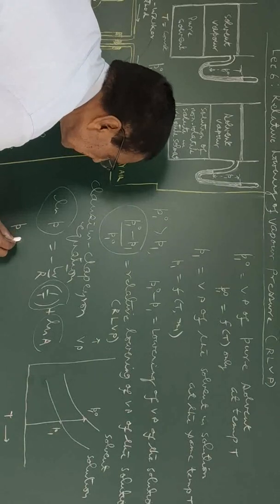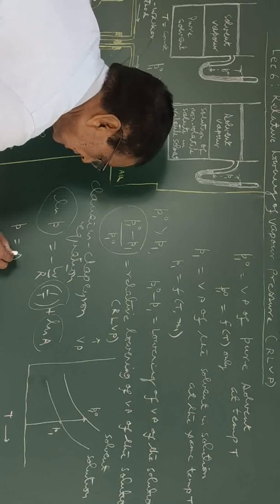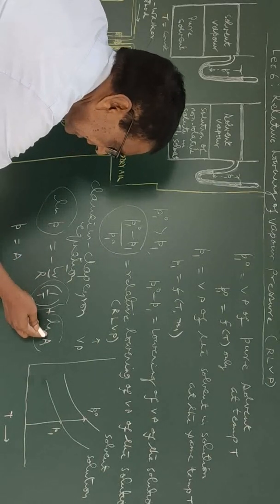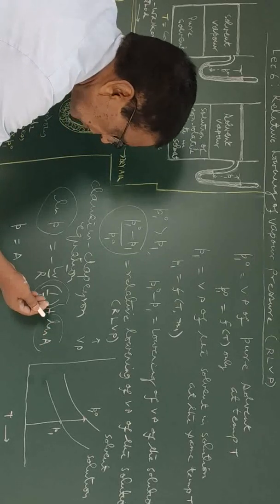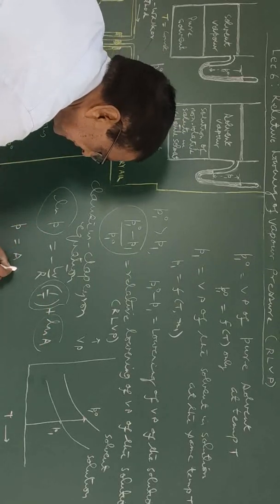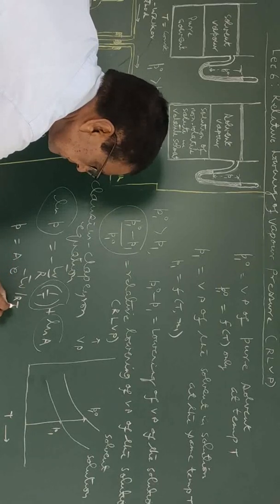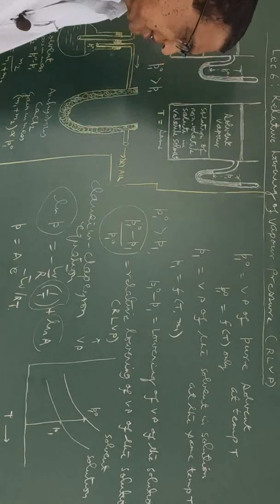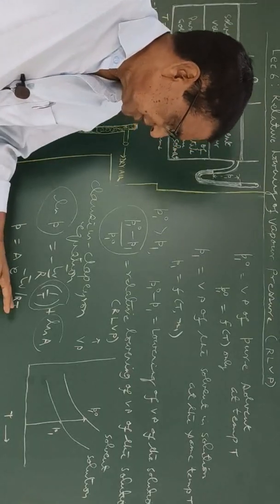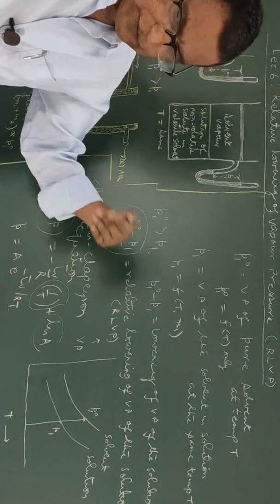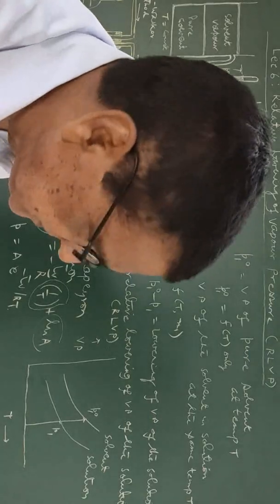It also could be written as P equal to A, where ln A is brought to the left hand side, e to the power minus LV bar by RT. It means vapor pressure increases with temperature in an exponential manner.